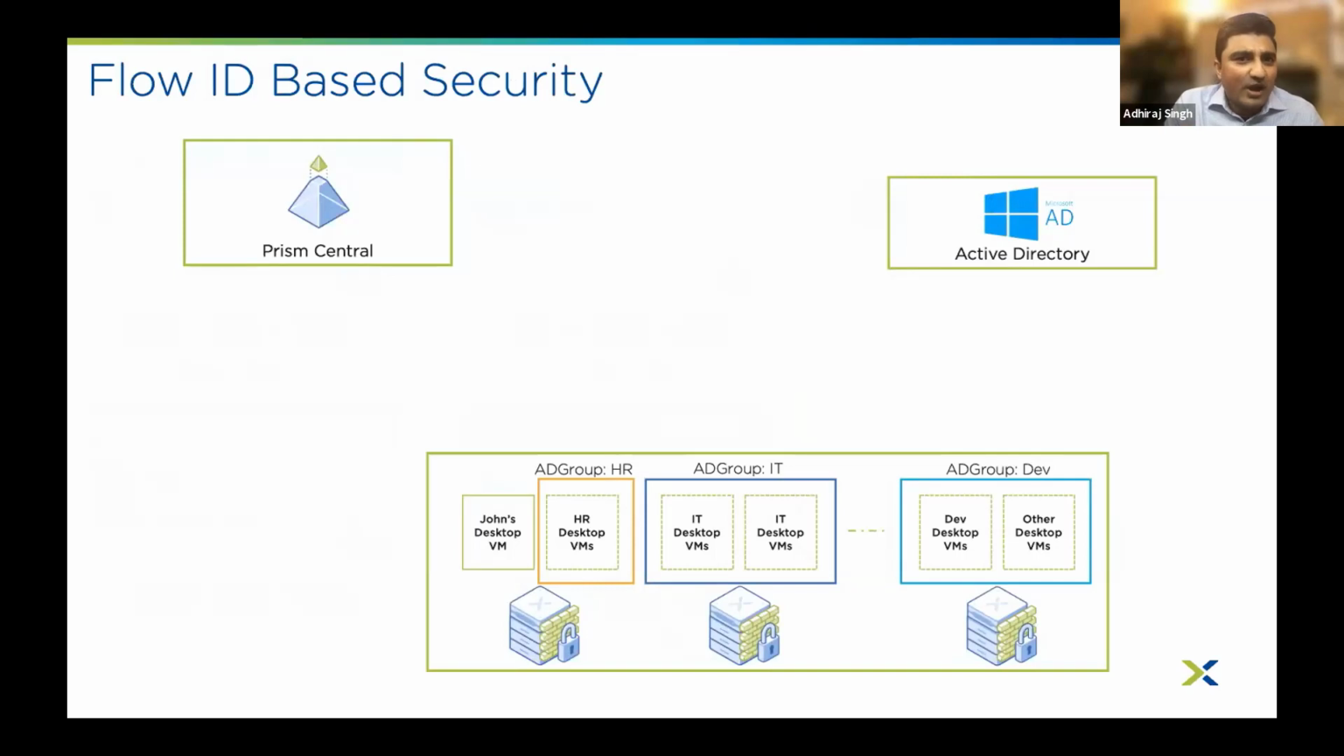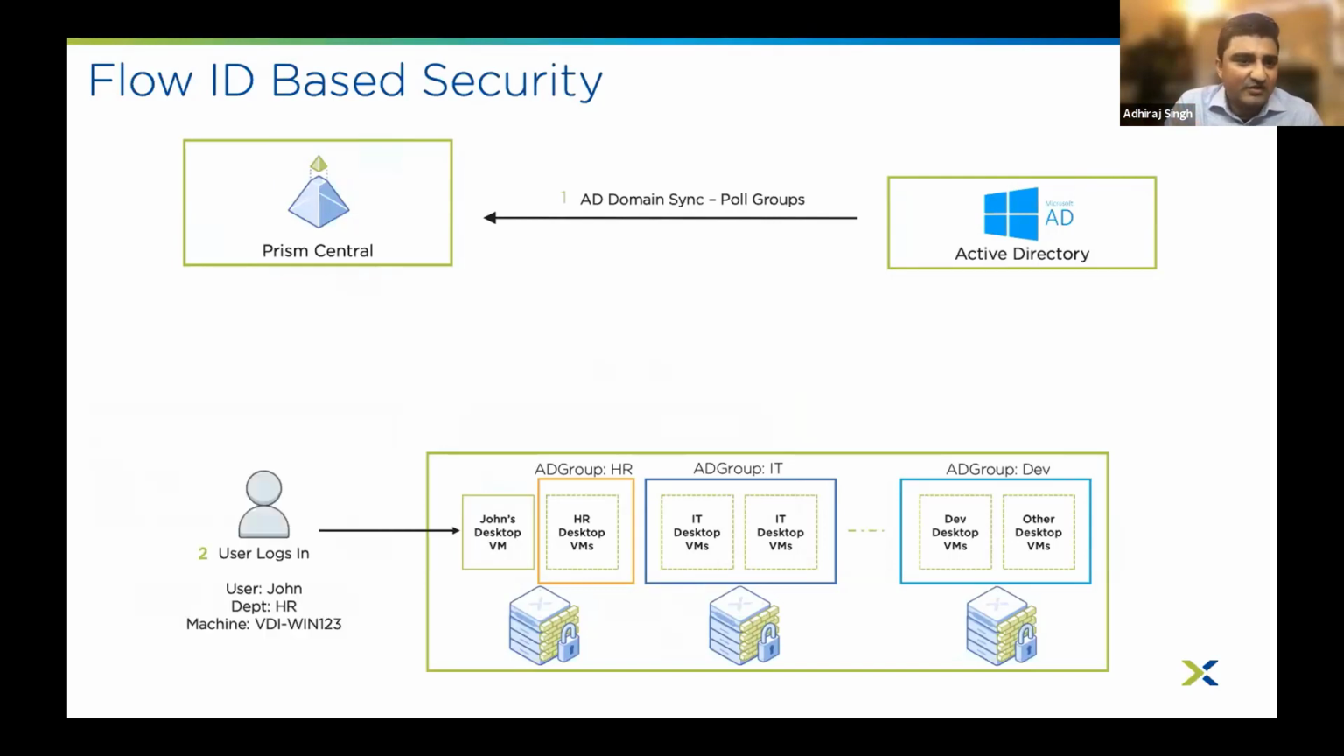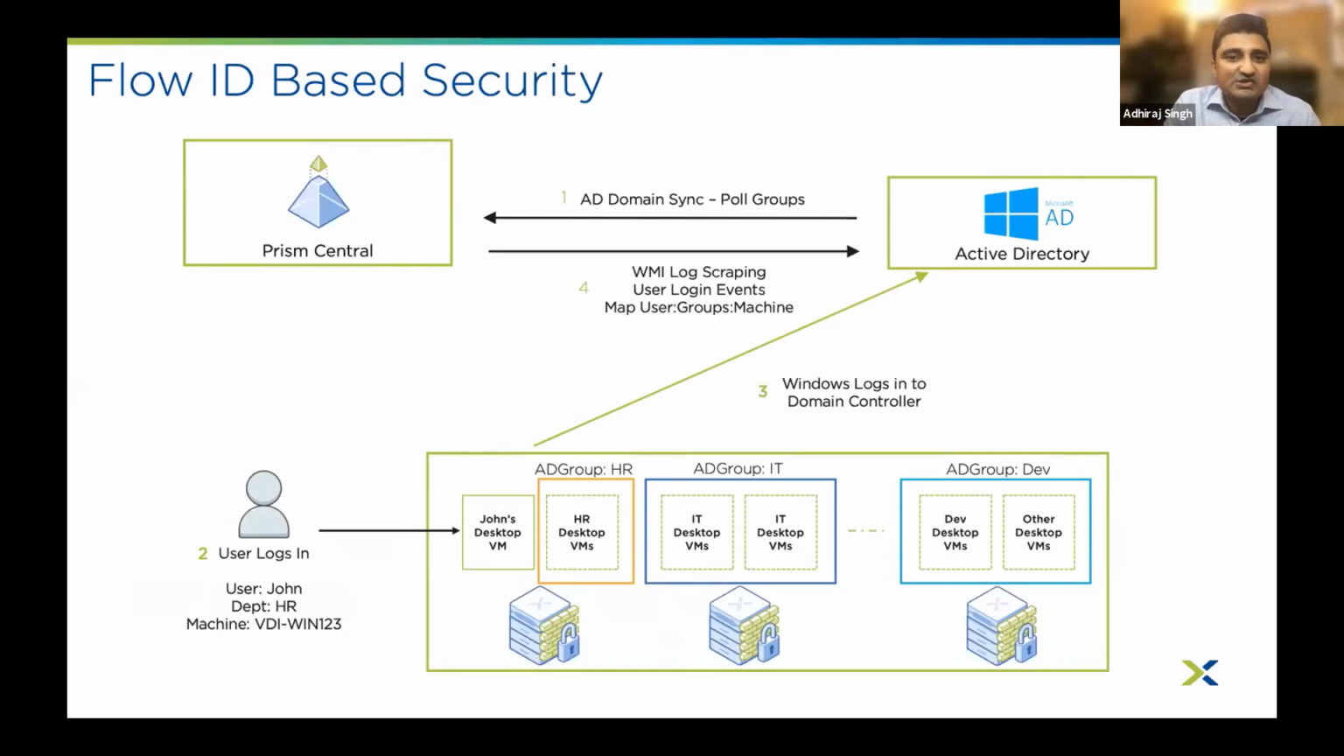Okay, so we introduced Flow identity-based security as well some time back. This is just a quick overview of what that does. What we do today is, if you allow us to, we synchronize with Active Directory. If a user from a specific department is trying to access a specific machine, we use that information to talk to Active Directory and ask what permissions this user has, and we capture that information. We do log scraping, and we automatically tag the infrastructure based on the access flow. This is very powerful, and in case you are trying to automate your policy categorization, you can leverage this capability as well.